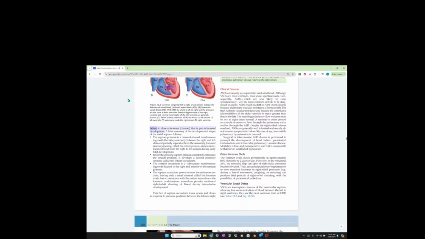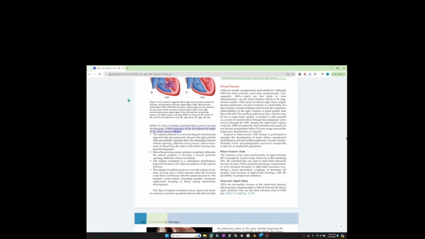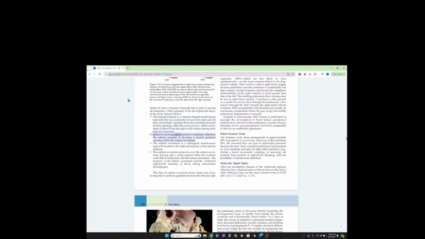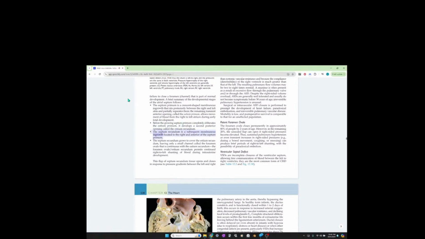Failure to close a foramen that is part of normal development. A brief summary of the developmental stages of the atrial septum follows. The septum primum is a crescent-shaped membranous ingrowth that sits posteriorly between the right and left atria and partially separates them. The remaining transient anterior opening, called the ostium primum, allows movement of blood from the right to left atrium during early fetal development. Before the growing septum primum completely obliterates the ostium primum, it develops a second posterior opening called the ostium secundum. The septum secundum is a subsequent membranous ingrowth located to the right and anterior of the septum primum.